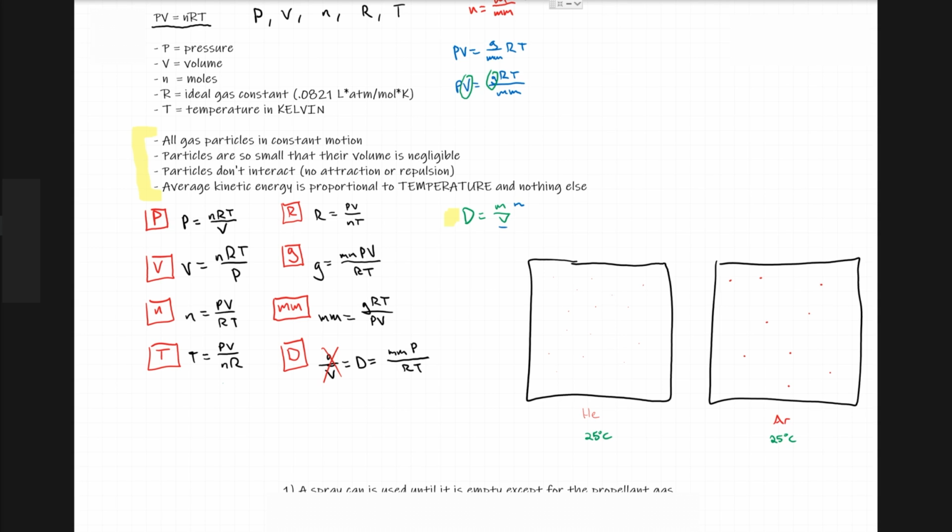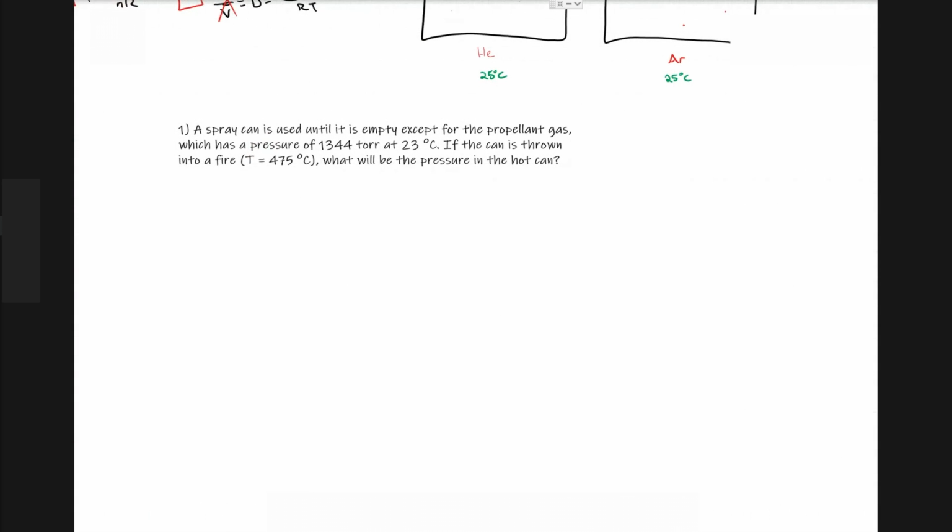Our first problem says a spray can is used until it is empty except for the propellant gas, which has a pressure of 1,344 torr at 23 degrees Celsius. If the can is thrown into a fire with a temperature of 475 degrees Celsius, what will be the pressure in the hot can?